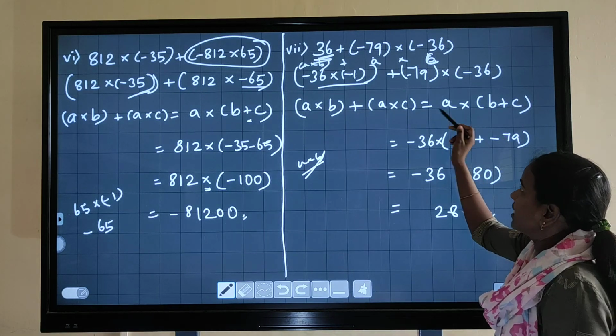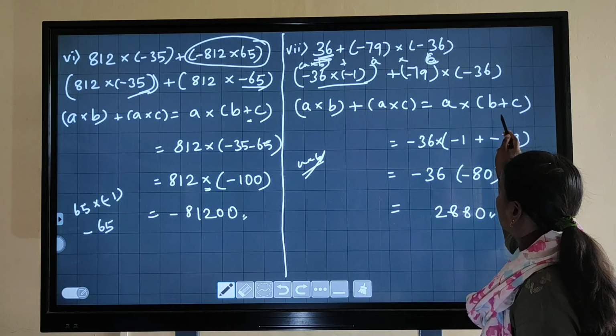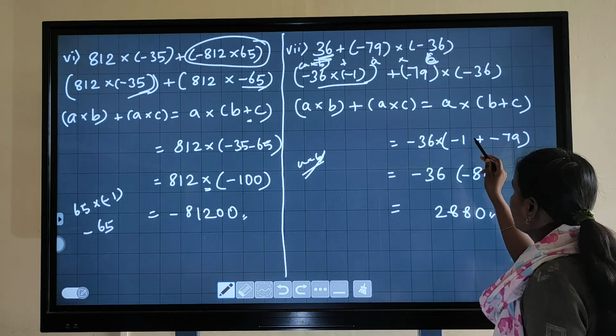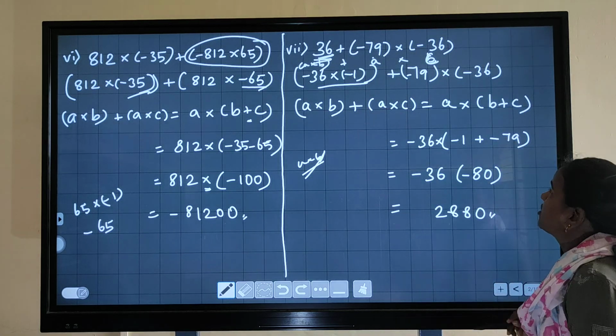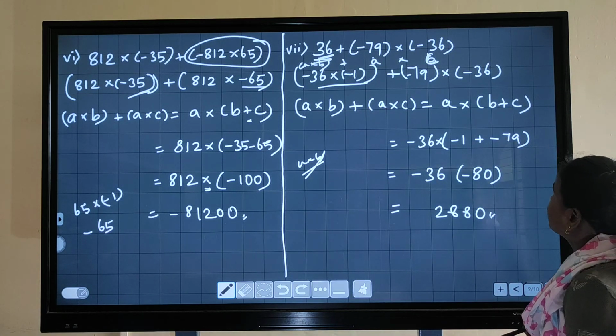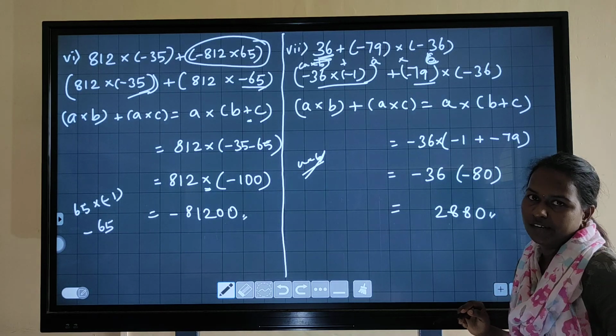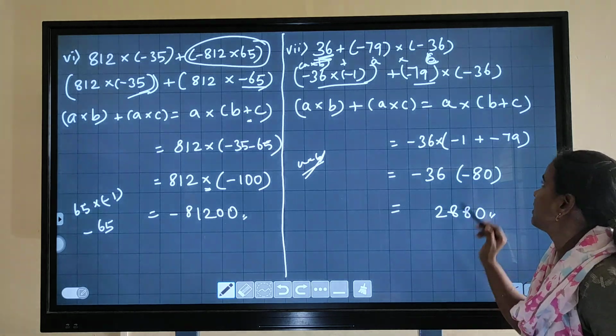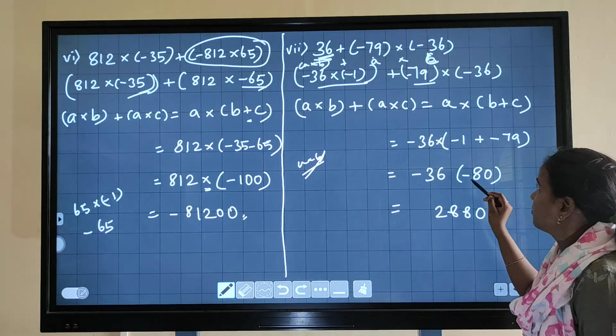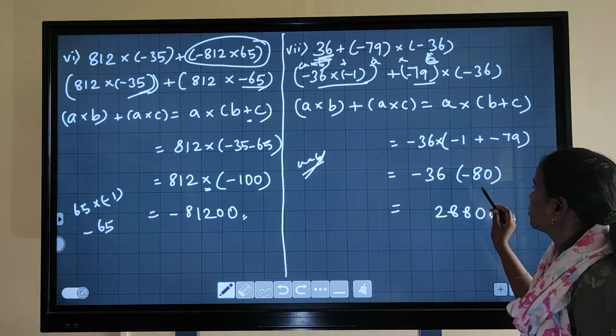Apply the formula. A is what? Minus 36, multiplied by (what is the B value? Minus 1. So I am writing minus 1 plus what is the C value? Sorry, 79. So I am writing here minus 79). Both are negative numbers. You have to add and put the negative sign. I am adding, so you will get 80, negative 80. So I am writing minus 80.